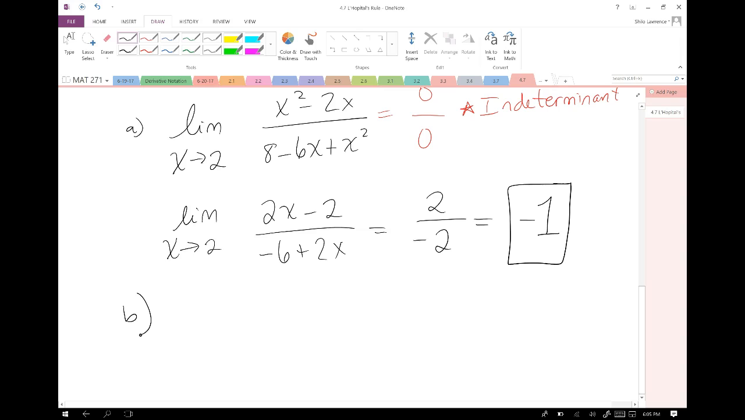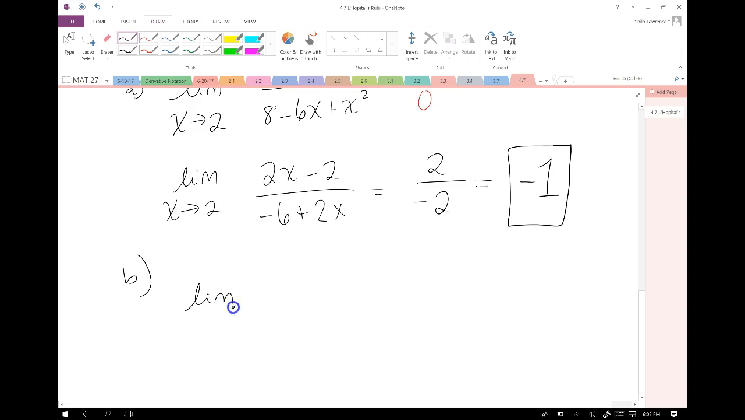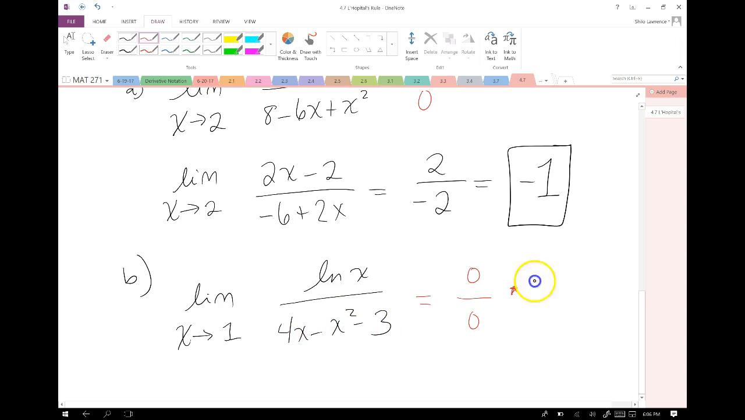So let's try another one where we don't have two polynomials. The limit as x approaches 1 for the natural log of x over 4x minus x squared minus 3. If we try to plug 1 in, the natural log of 1 is 0, and then 4 times 1 minus 1 squared minus 3 is 0. That is indeterminate.